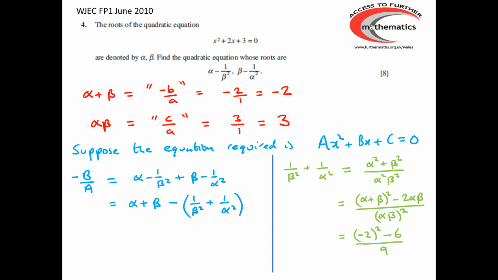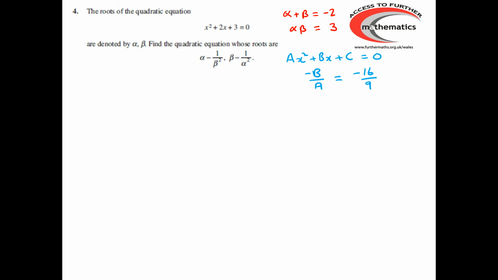So that is minus 2 squared take away 6 divided by 9, which is going to lead me to minus 2 over 9. So I now know that minus b over a is the value of alpha plus beta, which is minus 2, take away the value of 1 over beta squared plus 1 over alpha squared, which is minus 2 over 9. So in other words, we've got minus b over a equals minus 16 over 9. Or in other words, b over a is 16 over 9.